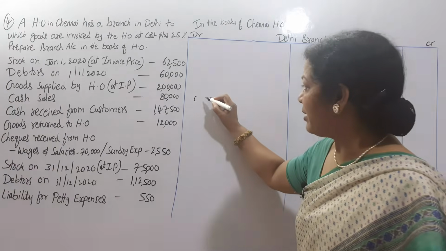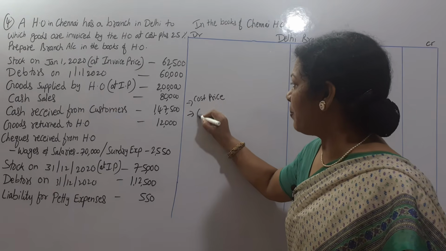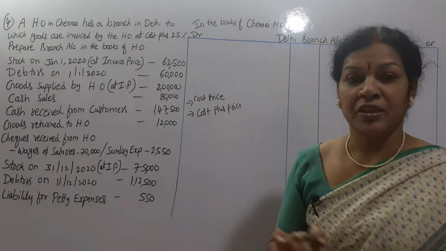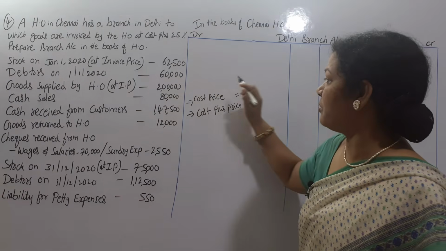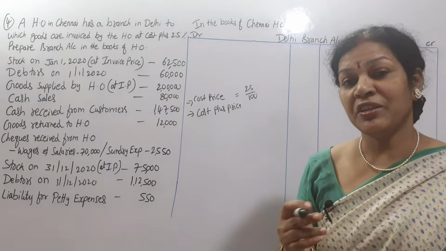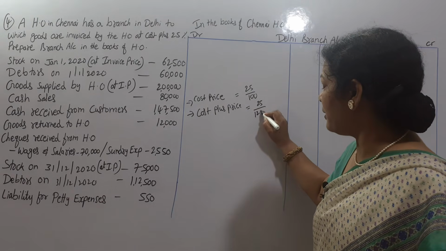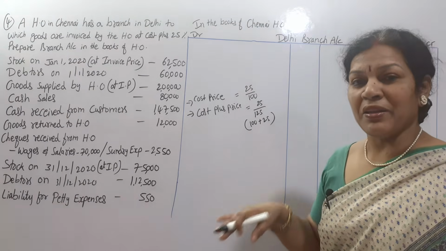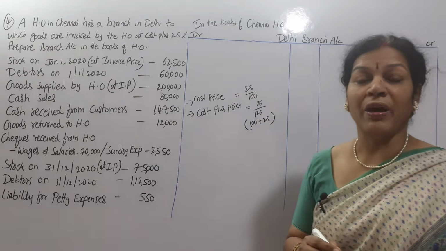Invoice price is two types. One is cost price, another one is cost plus price. If it is cost price, they are saying 20%, 25%. 25% means 25 by 100 only we will take. If it is cost plus price means 25 by 125. How did we get 125? 100 plus 25. Cost plus means profit also we are including. This is cost and profit we are including. So that is why 125 comes.